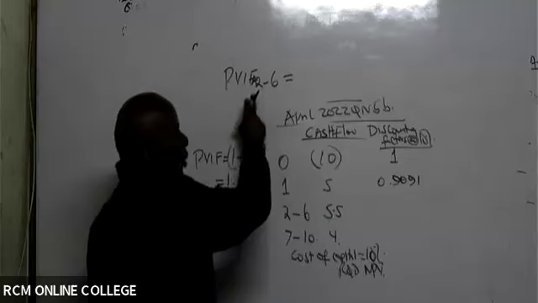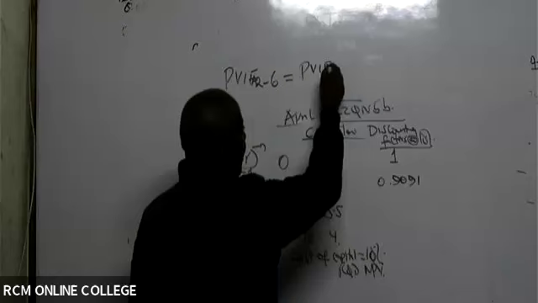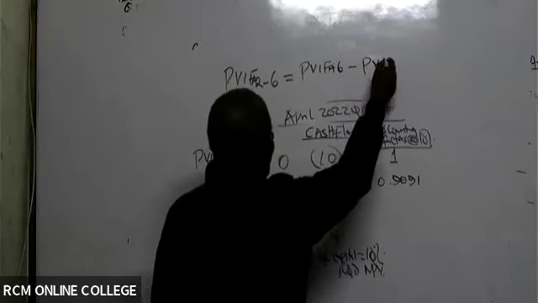Then this needs expansion. How do I expand this? So it will be PV for what year? 6 minus PV for who?